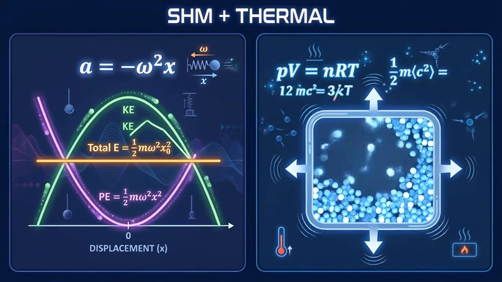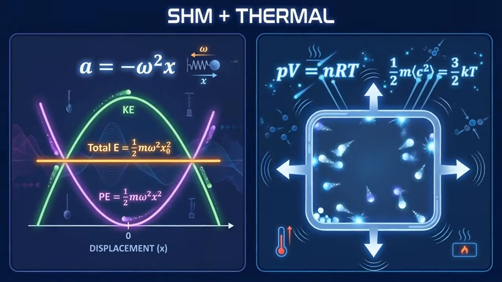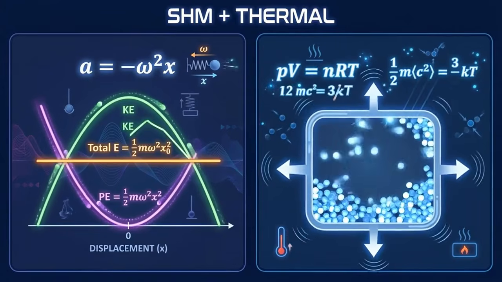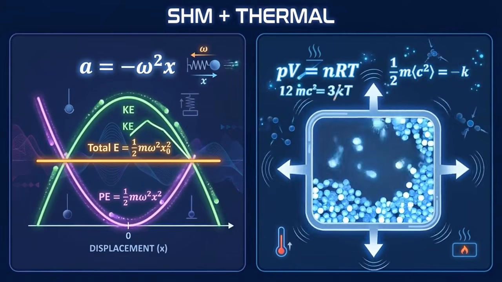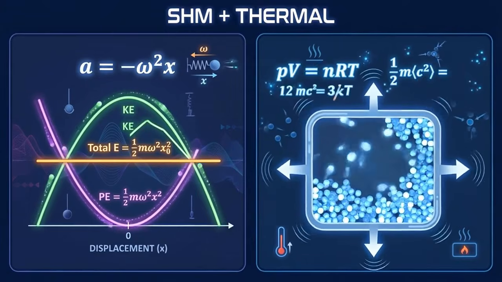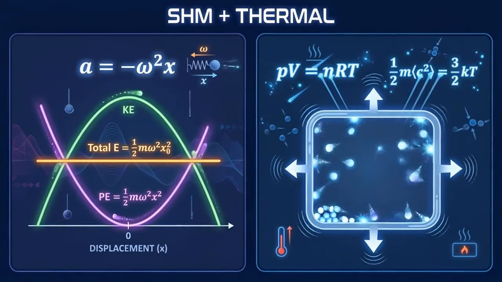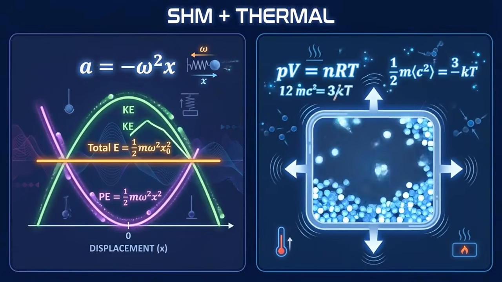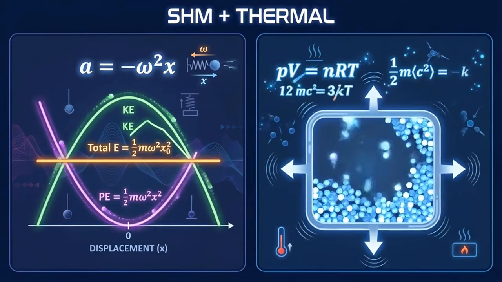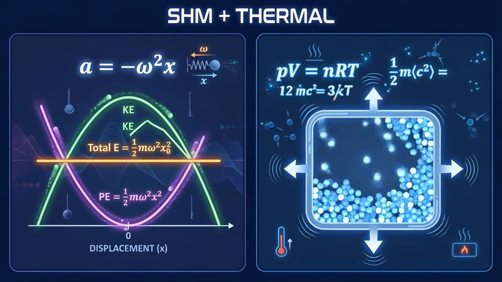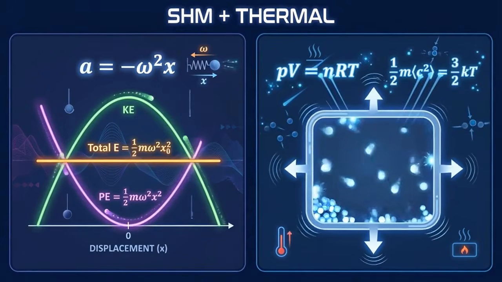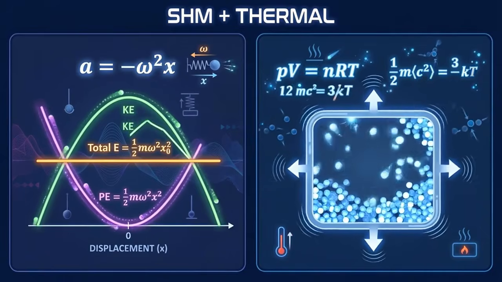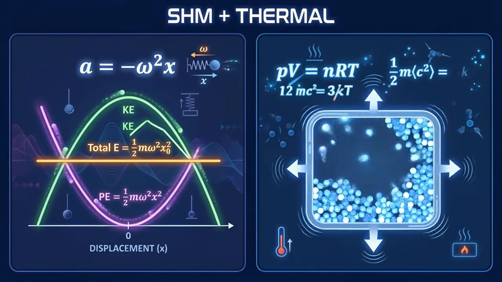For energy, kinetic energy equals a half omega squared times x naught squared minus x squared. Potential energy equals a half omega squared x squared. And total energy equals a half omega squared x naught squared. This is constant. It does not change with displacement. A very common exam question is to sketch these 3 on one graph. Total energy is a flat line. KE is an inverted U. PE is a U shape.